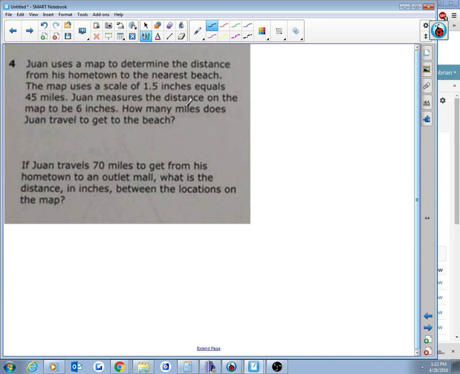Okay, so for this one, we've got it right out of proportion. We've got 1.5 inches for every 45 miles. And we're looking for how far to get to the beach, which is 6 inches. So if I've got my inches up here, I've got to have my inches up here.